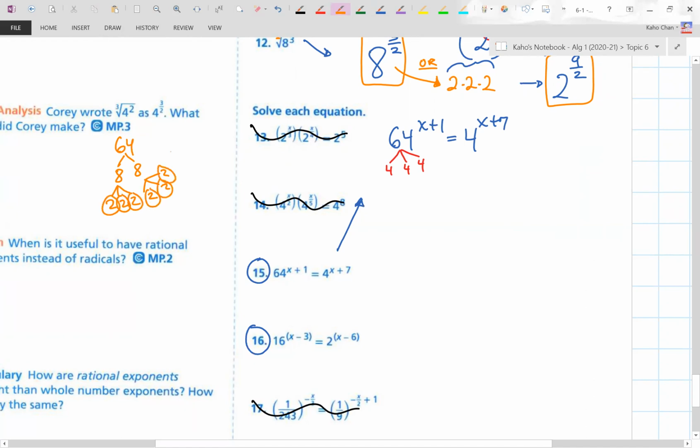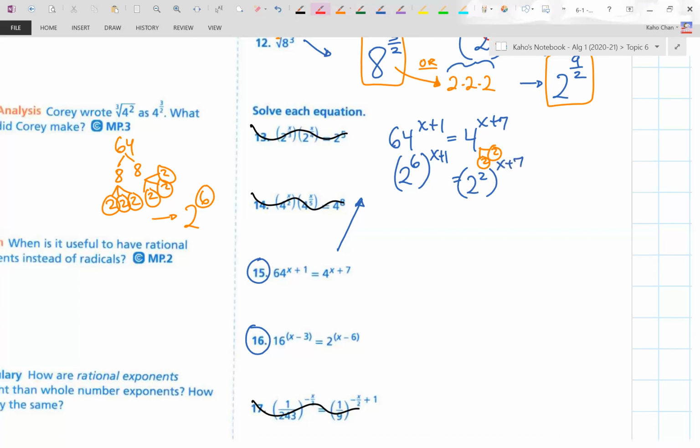You can use 2s if you want to. In fact, let's do 2s. Last time we kept it at 4s. Let's do 2 for both sides. So 64 is literally 2 to the 6th power because there's 6 of them. You all see that? 2 to the 6th power. Great, that's fine. No big deal. So 2 to the 6th power to the x plus 1. 4 can be broken down to 2 times 2. So this one right here is 2 squared to the x plus 7.